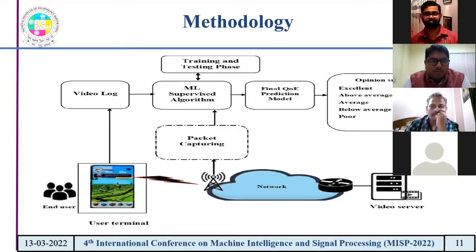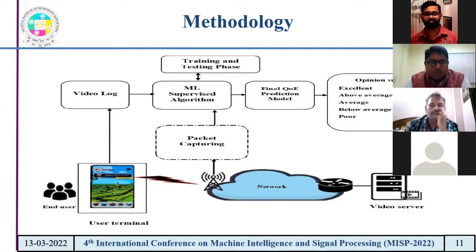This is the methodology for the entire work we are using. Here in this work, we are using the NS3 simulator. In the NS3 simulator part, we are using a video server, network, and user terminal. For the network side, we are using 5G datasets. At the video server side, we are hosting a video with the help of an Intel video server. And at the client side, we are accessing the video using the dynamic adaptive streaming over HTTP protocol.